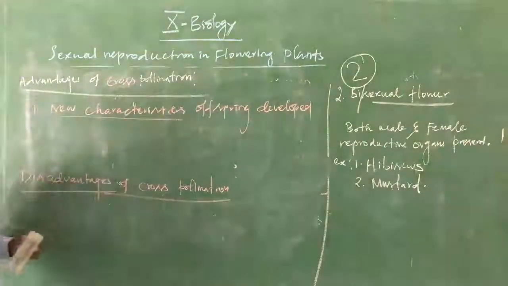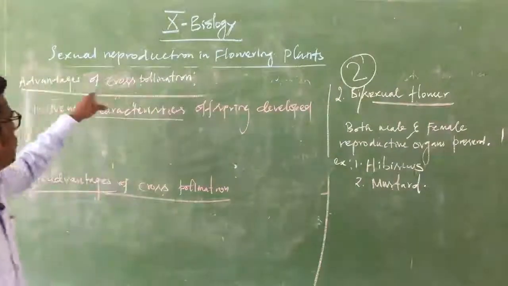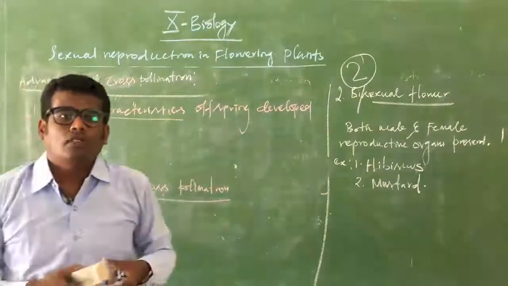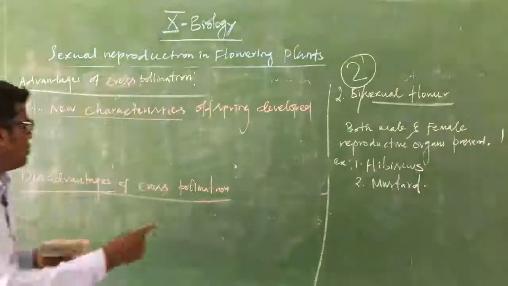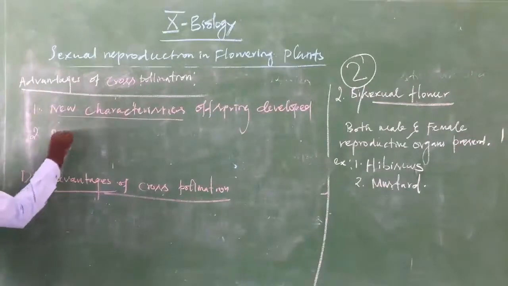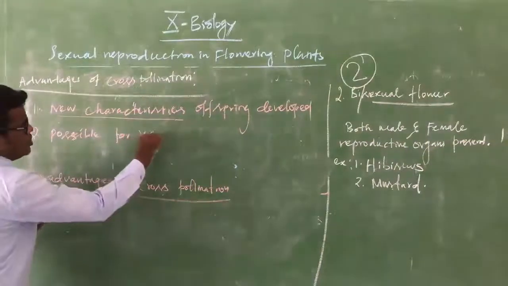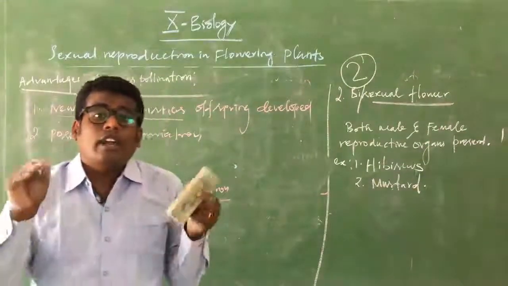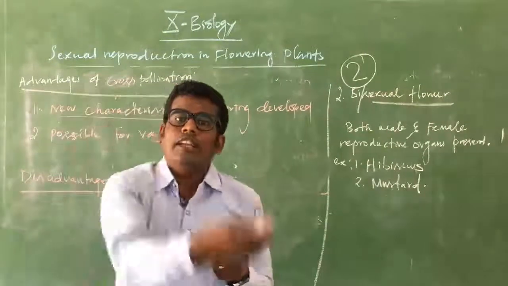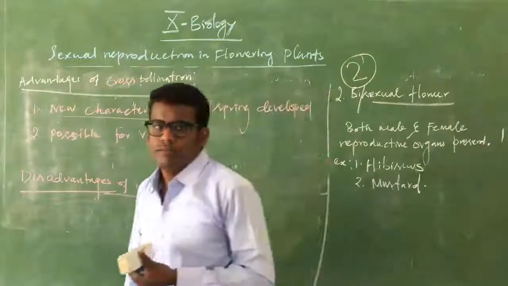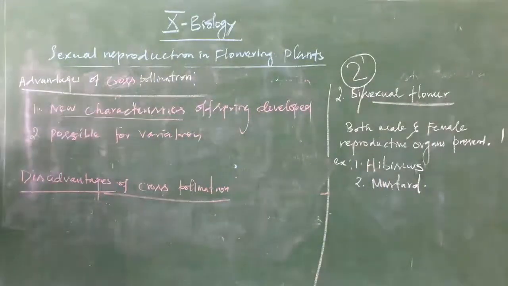How are new characteristic offspring developed? Because the pollination occurs from one flower to another flower, different characteristic parents are involved, so there is more chance for variation. The new characteristic offspring are developed. And the second one is possibility for variation. Because new characters are developed, there is a possibility for variation. And the important characters the parents have are inherited by the next generation. So these are the advantages of cross-pollination.